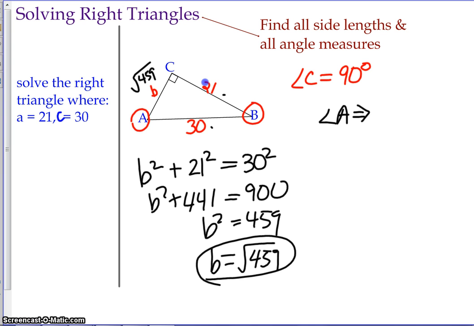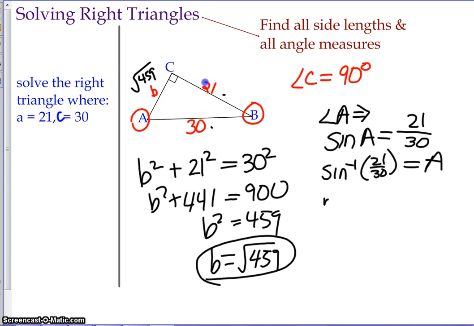In order to solve for angle A, I can find the sine of angle A equals the opposite side 21 over the hypotenuse 30. I'm choosing not to use that square root of 459. I think it would just make things a little messy. What that means is I could take the sine inverse of 21 over 30, and I'm going to get that measure of angle A. I'm going to take the sine inverse of 21 divided by 30, and I got 44.4 degrees. I'm even going to put it in here, 44.4 degrees.